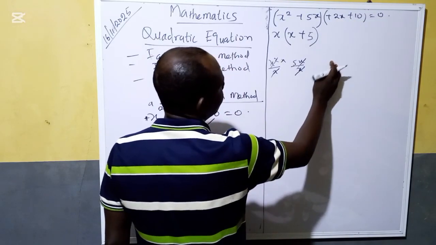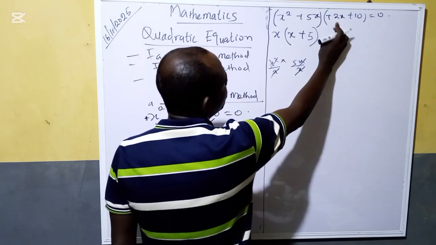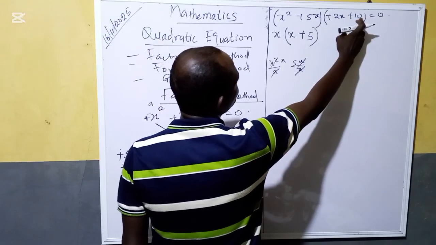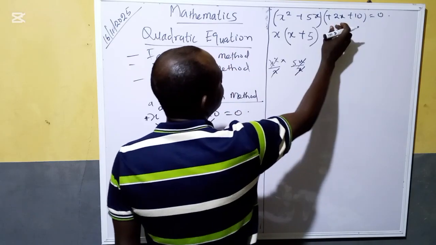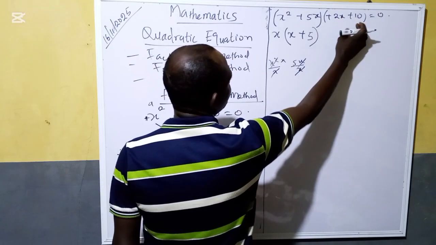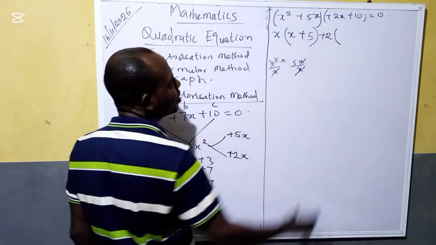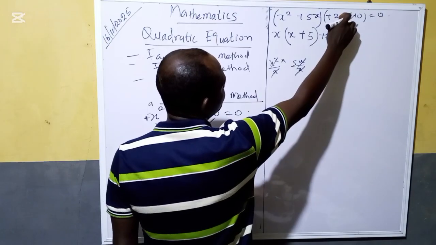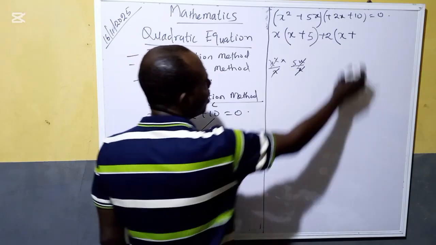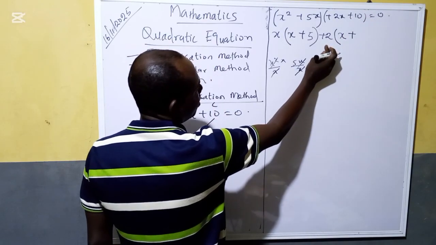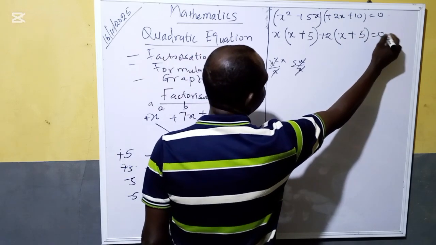What is common here? x is not common because this one has x, this one does not have x. 2 is common. You have 2 here, and 2 can go in 10 because 2 is a factor of 10. So you bring out this 2, you have plus 2. Then you open your brackets. When you remove plus 2 from plus 2x, you're going to have only x that remains. Then plus 10 divided by plus 2 will give me 5 equals 0.